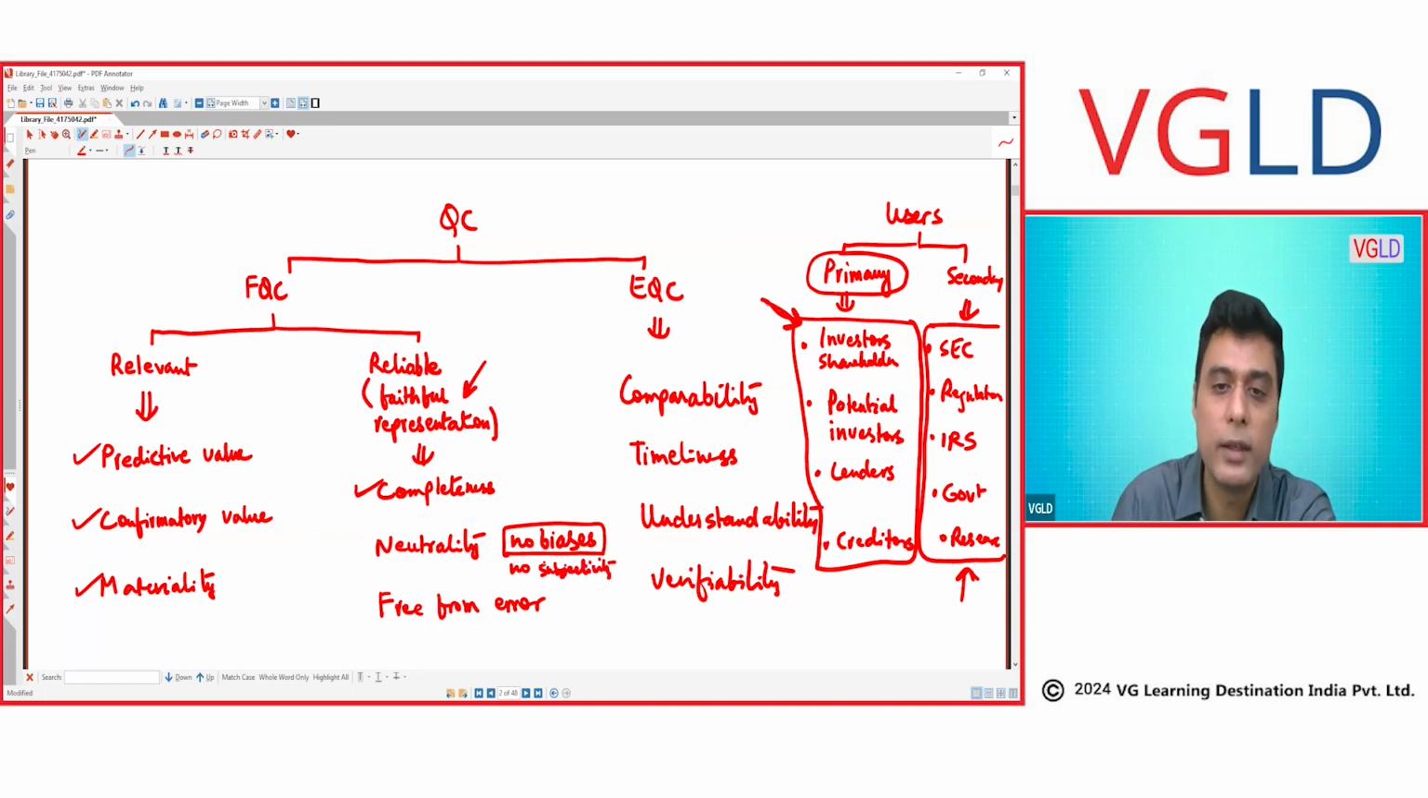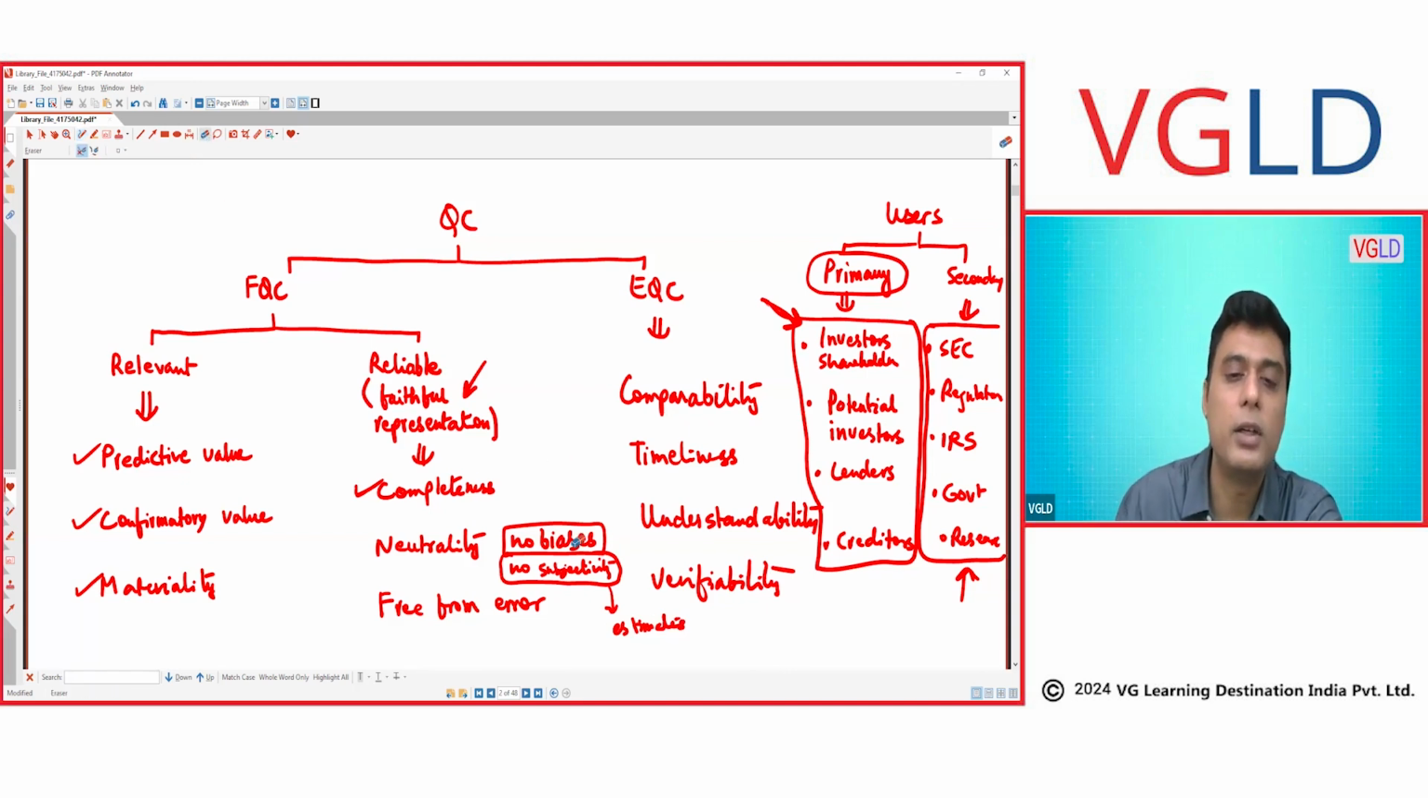Of course, we will see later that subjectivity is involved in various places wherever estimates are there. There are lots of estimates involved in preparing financials, so subjectivity would be involved to some extent. But neutrality means that if I would make those estimates versus you would make those estimates, it would pretty much be the same. We are not using our own biases.